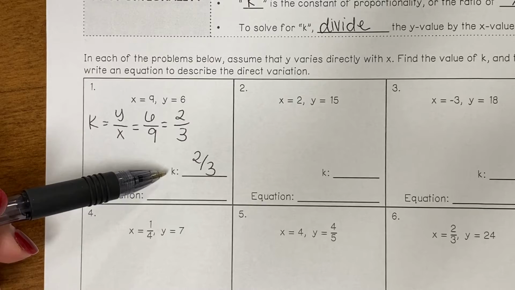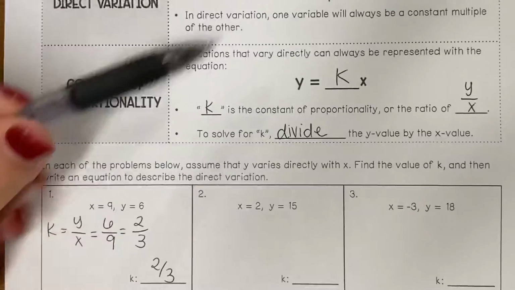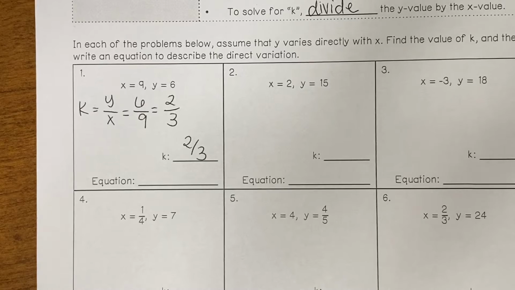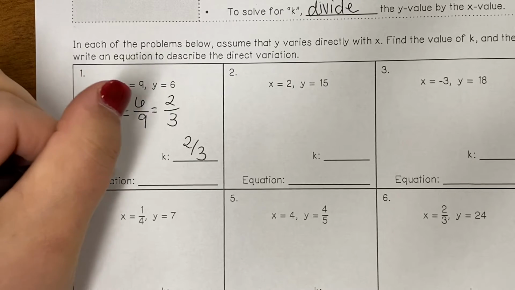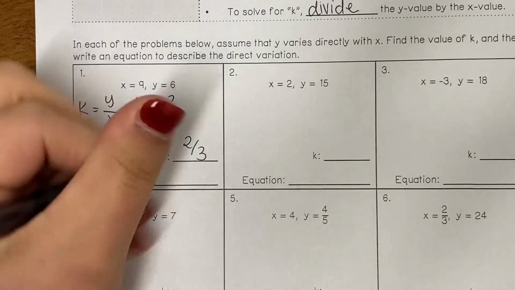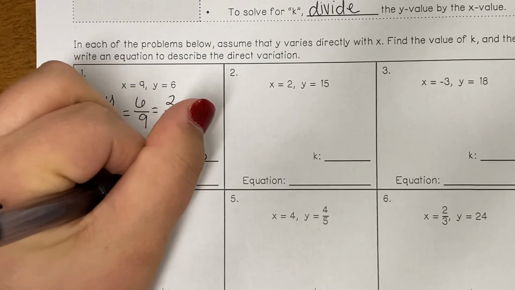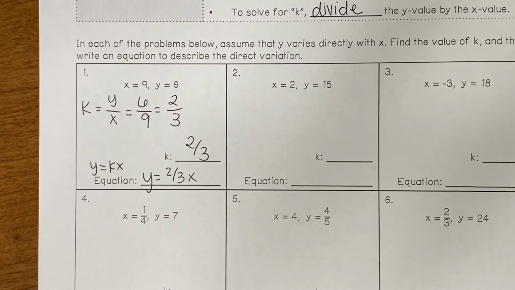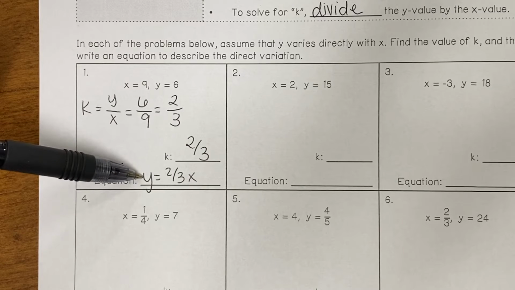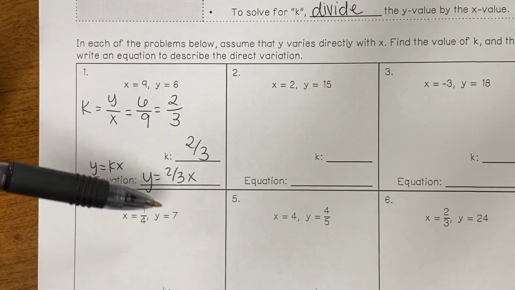Now I will take this k value and plug it back into my y equals kx equation. So if I have to use this equation, I'm going to plug this in for k. So my equation is y equals 2/3 x. This means every time I multiply 2/3 times my x value, I will always get a y value, and it's going to be the same relationship every time.